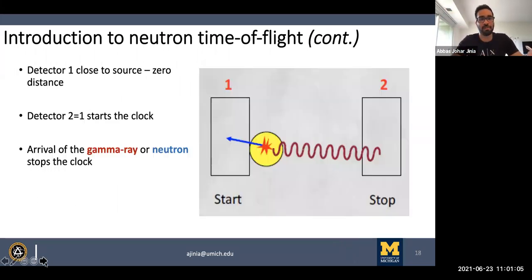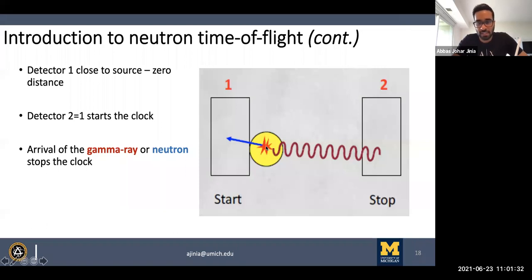So what's the principle of neutron time of flight? We use two detectors, detector 1 and detector 2. The source that is being investigated is close to one of the detectors, and that is your start detector. And you have another detector, which is your stop detector.